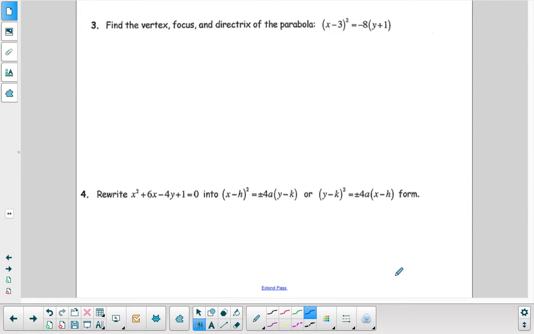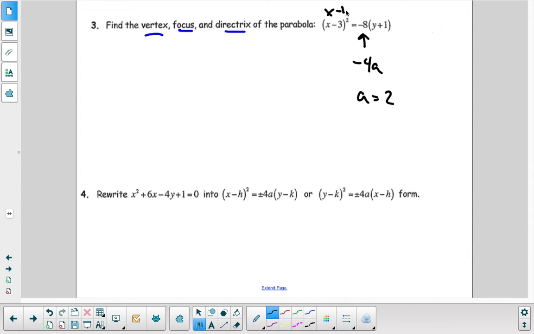Speaking of that, we're going to move into this, where we need to come up with the vertex, focus, and directrix of the parabola, given the equation. So this is negative 4a. A is always positive. I'm going to jump right there first. So a should be 2. A is always positive. So if you're getting a negative value, you're not using the correct version of the equation.